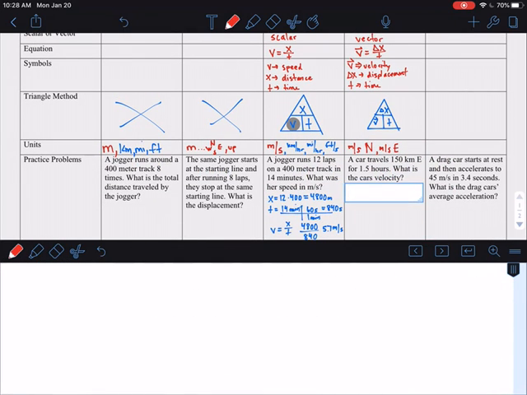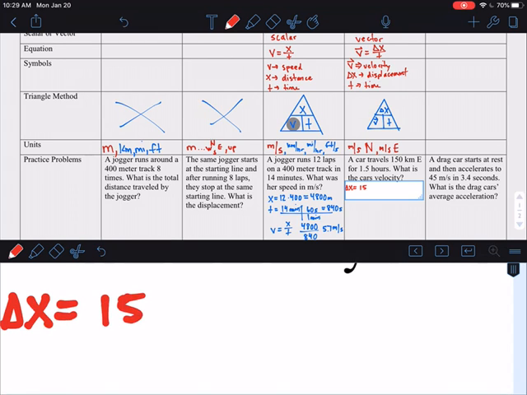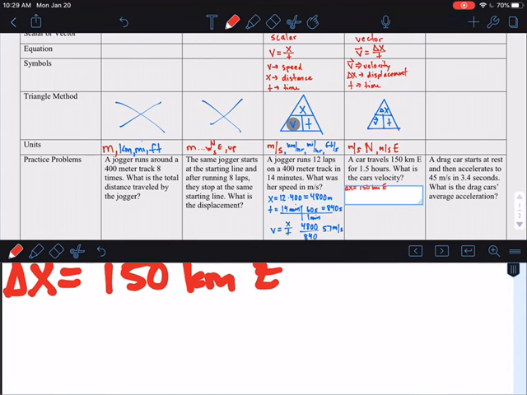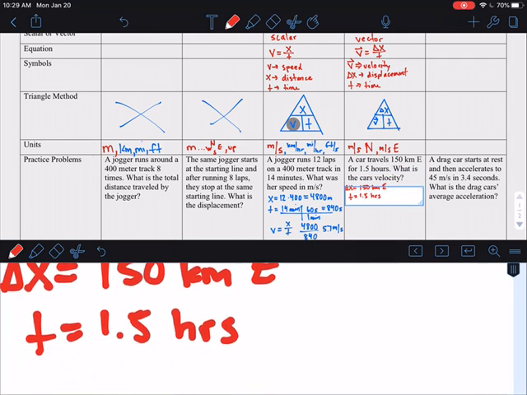Let's check out one of these problems. A car travels 150 kilometers east for 1.5 hours. What is the car's velocity? I see displacement is 150 kilometers east. So we're given a magnitude of 150 and a direction of east. And we're told that it took 1.5 hours to complete this trip. What is the car's velocity? Really we're looking for average velocity.